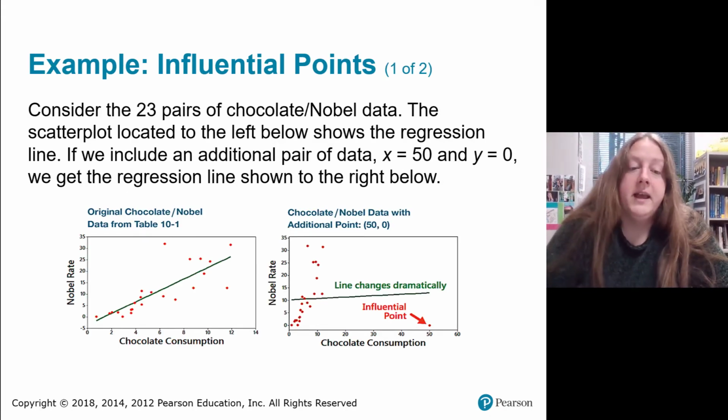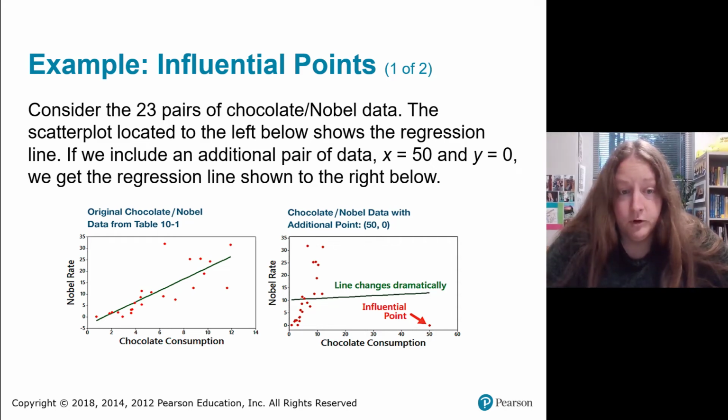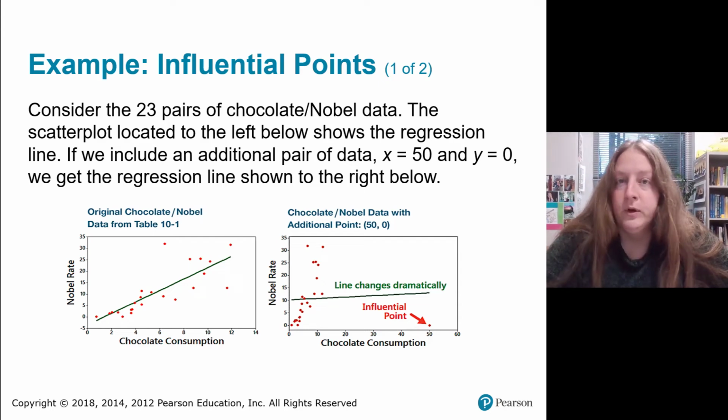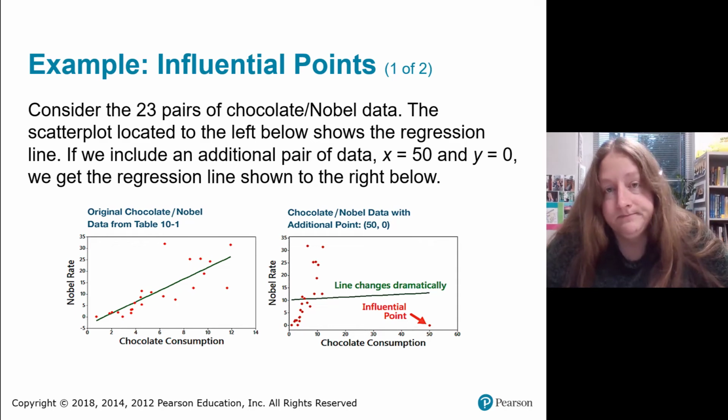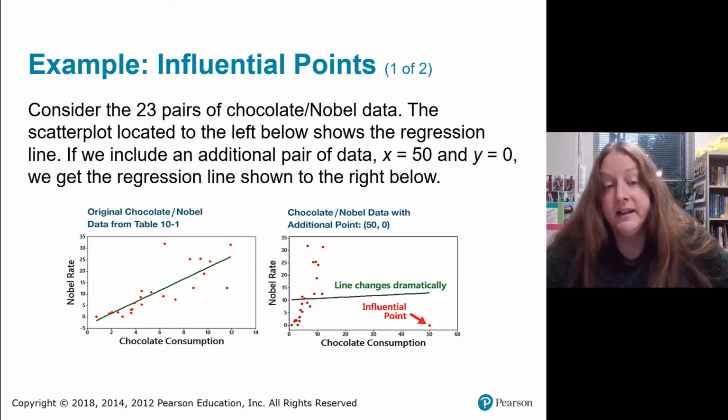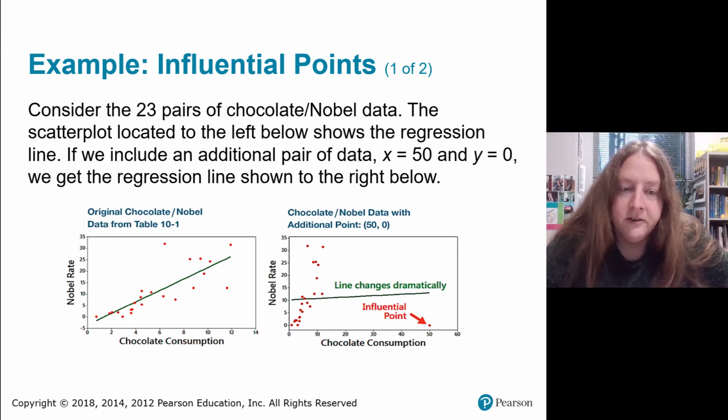On the left, you'll see our graph that we looked at before of chocolate consumption versus our Nobel rate. Now, if we add a point that's an outlier, or an influential point, where x is 50 and y is 0, and we go through and calculate what our regression line should be, we get what we see on the right here. Now, looking at that, that line is dramatically different, because all of our original data is on the left of that graph.